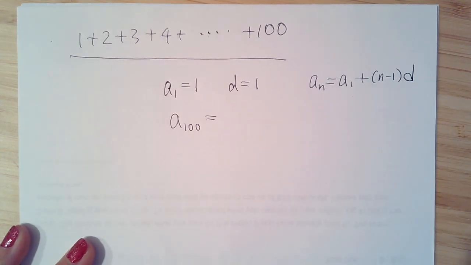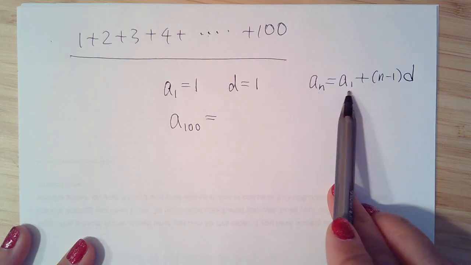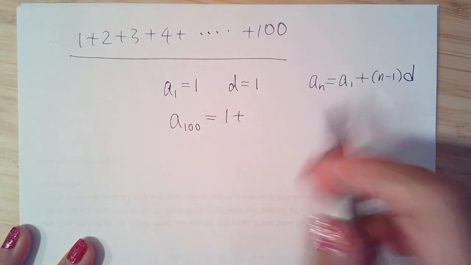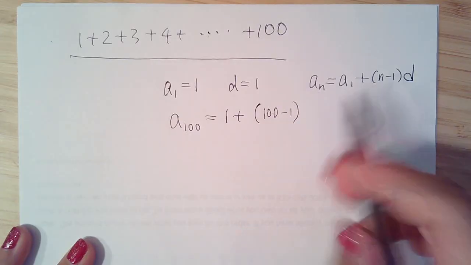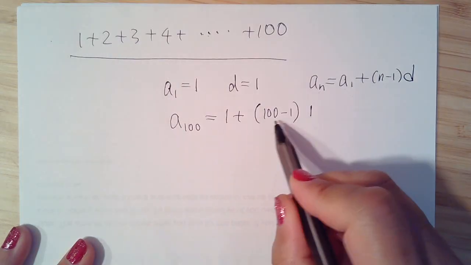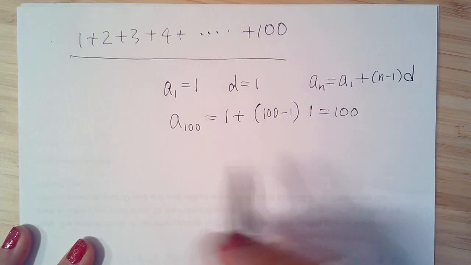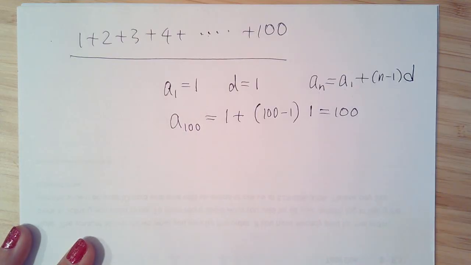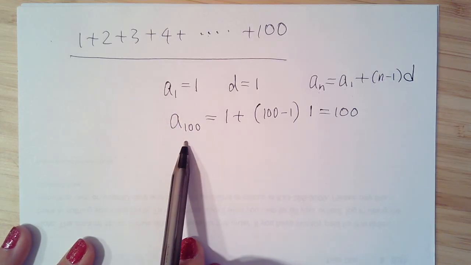Now, if I'm looking for the 100th term, A100 will be A1, which is 1, plus n minus 1, that will be 100 minus 1, times d. D is 1. D is the common difference. So that's 99 plus 1 is 100. Of course, we know that, right? It goes from 1, and every time you increase by 1, then of course the 100th term is 100. So far I have the first term, I have the last term.